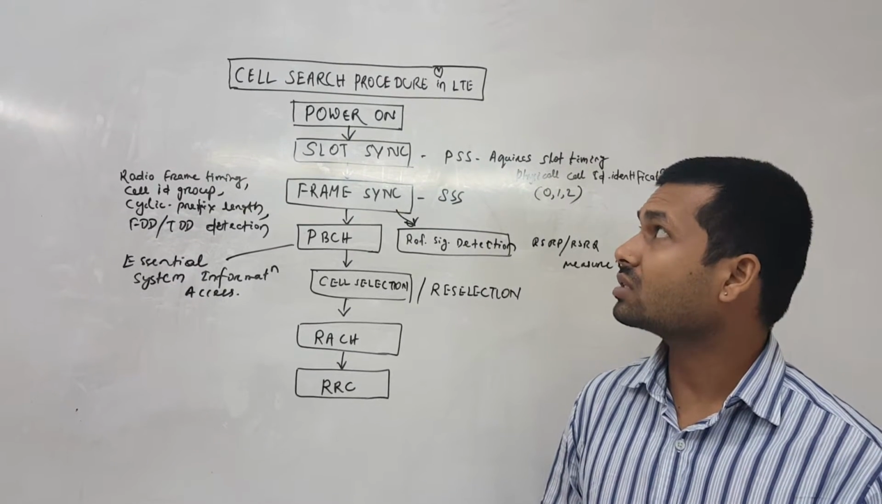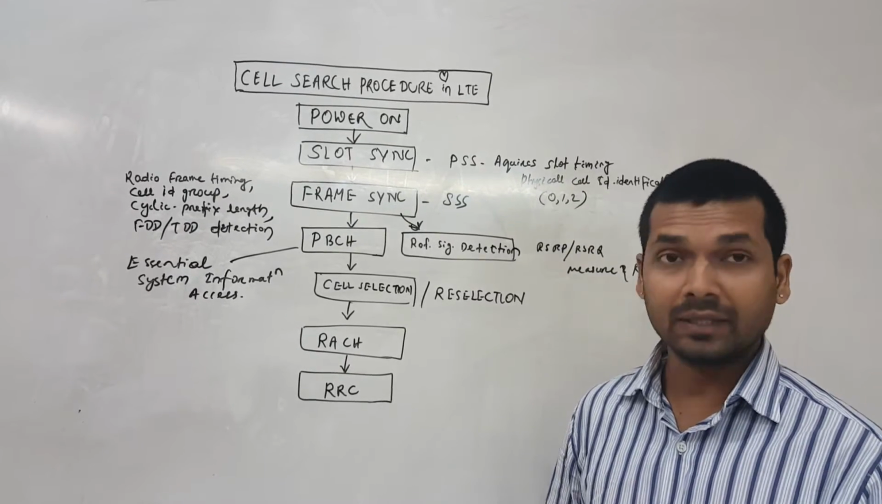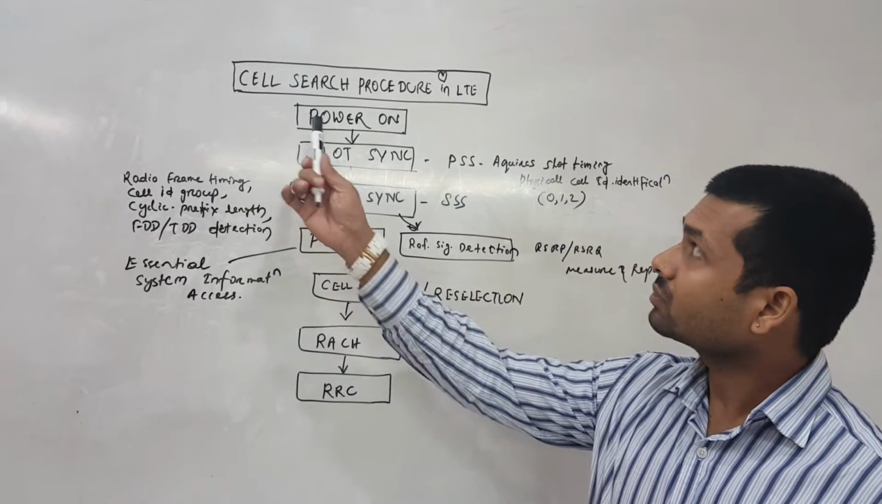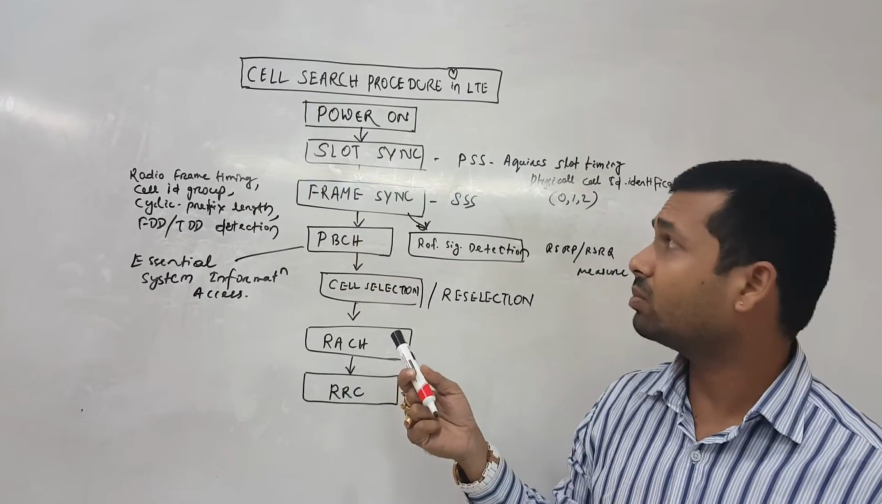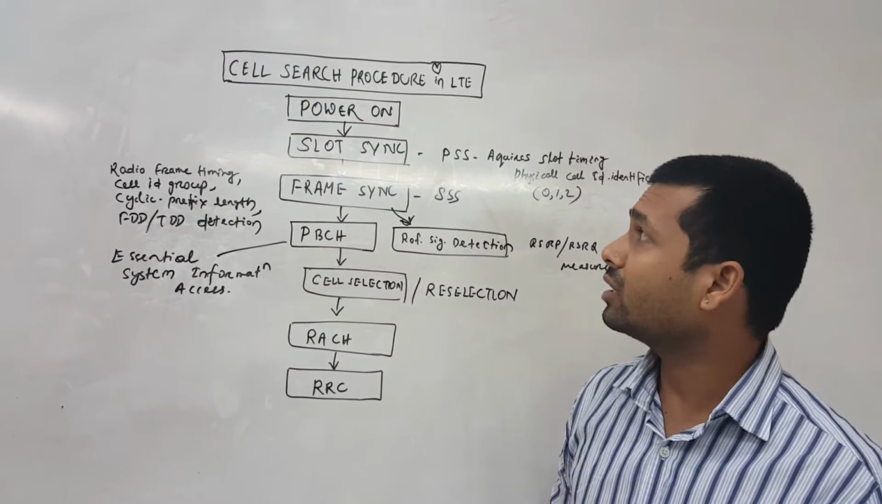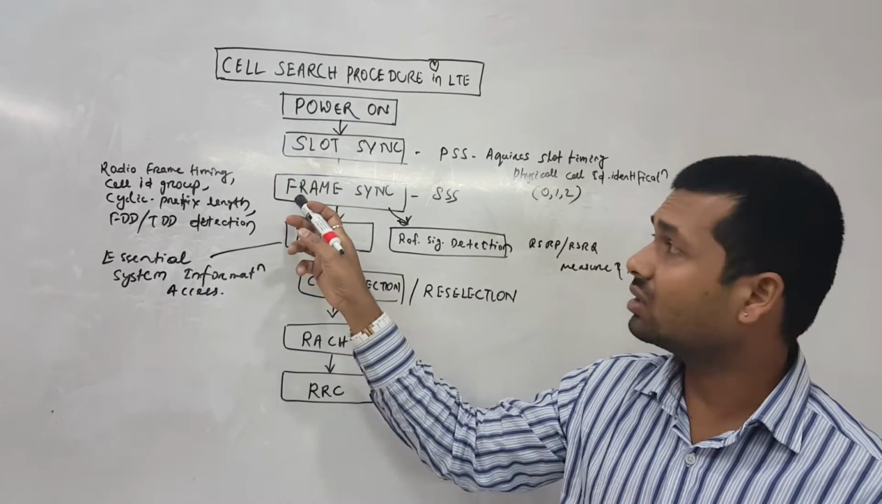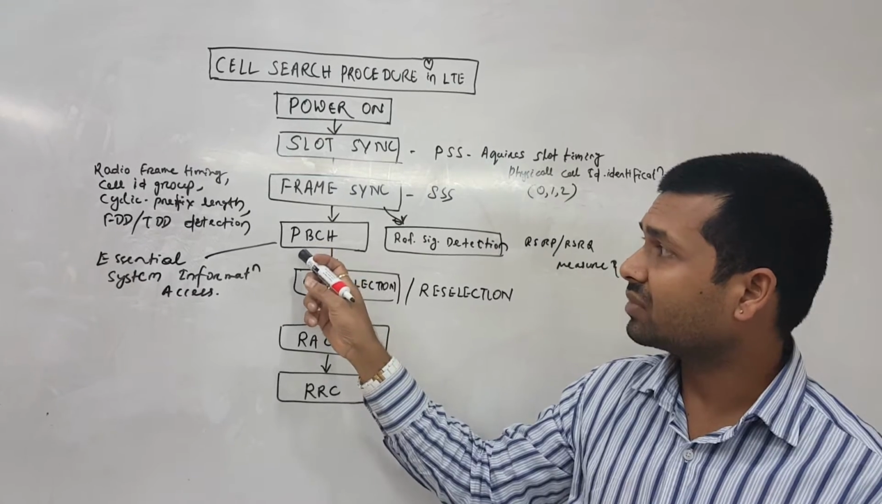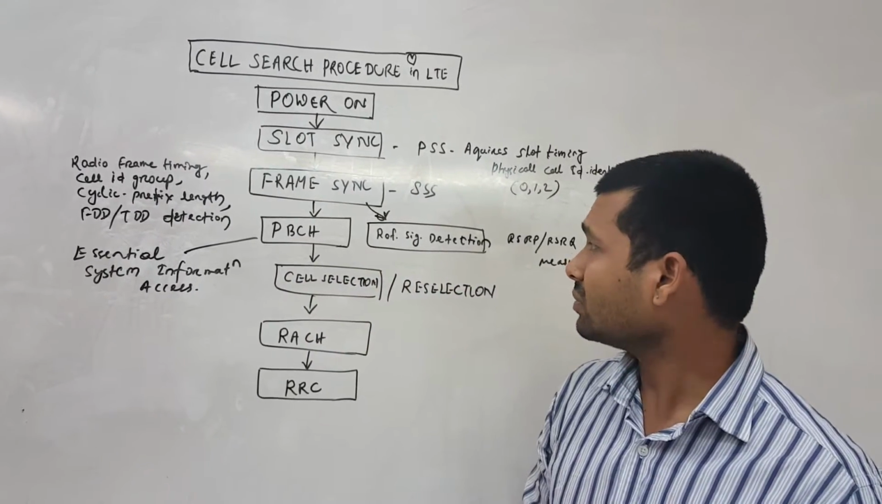Today we'll discuss the cell search procedure, the initial cell search procedure in LTE. So we'll go step by step: how the UE is powered on, and how we do the slot synchronization. Then we get the frame synchronization. Then we read the PBCH, or we read the reference signals.